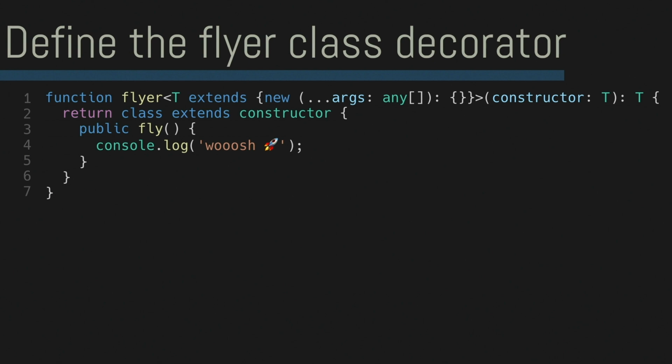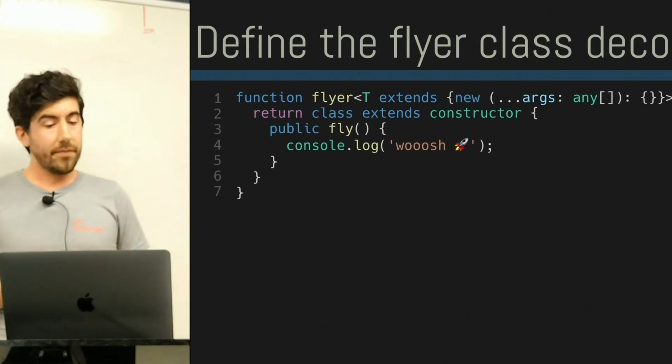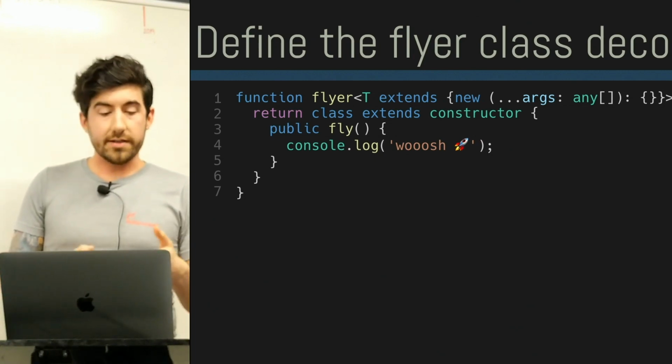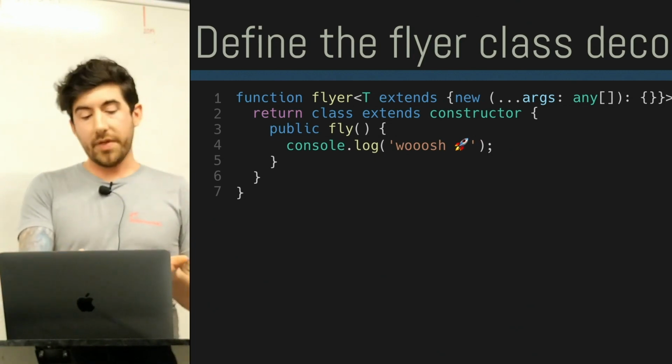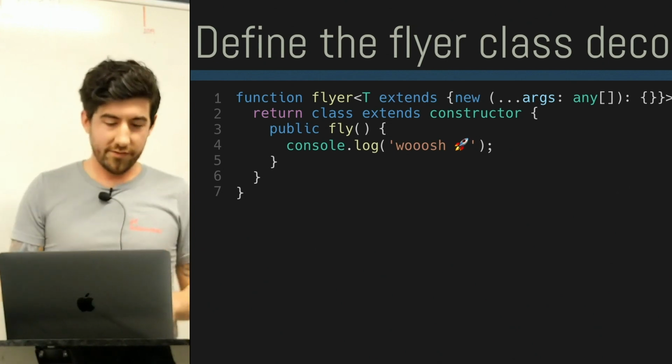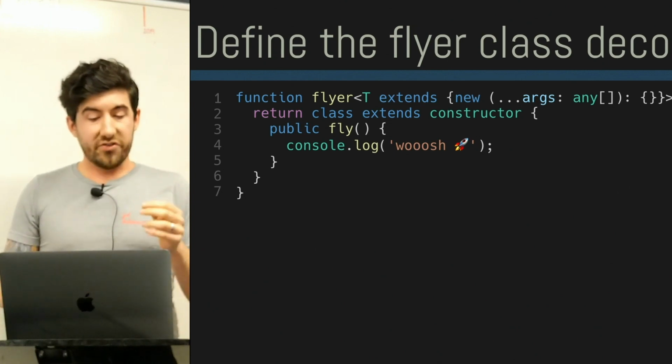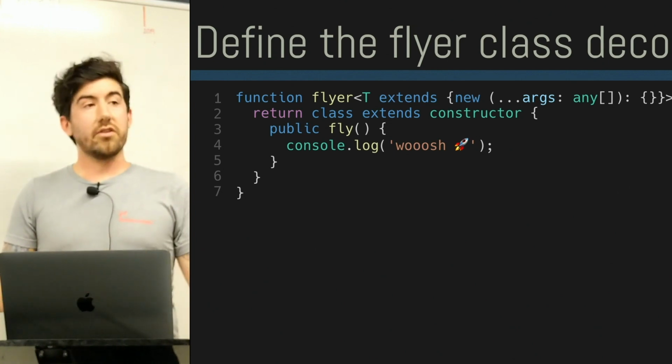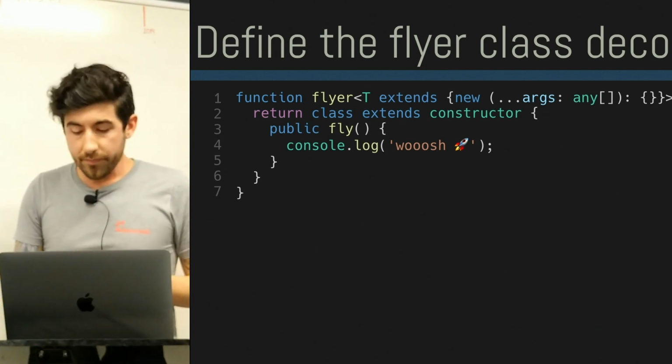So then you're returning a class that extends this constructor. So know that we're not actually overwriting it, we're extending it. So we're keeping all of the normal logic we had before, but we're just going to build on top of it. And just like you would anywhere else, we declare this fly method that now has this console log of whoosh. So now it would be able to fly. But again, remember, we're extending it. This isn't the only thing that it could do.